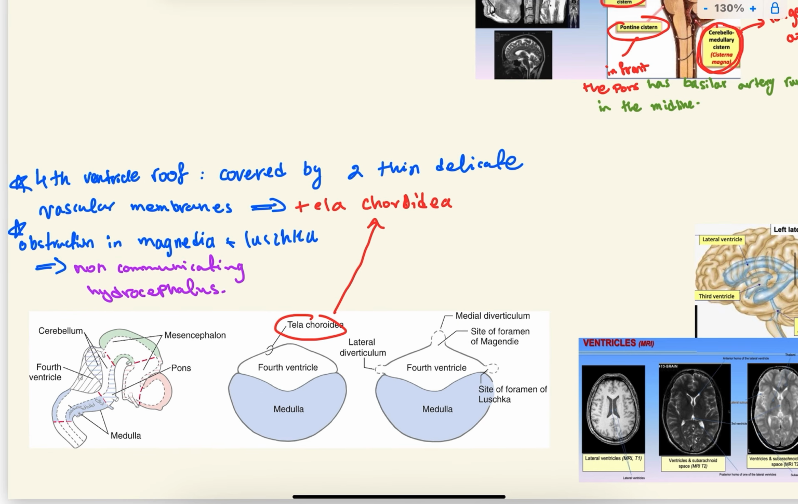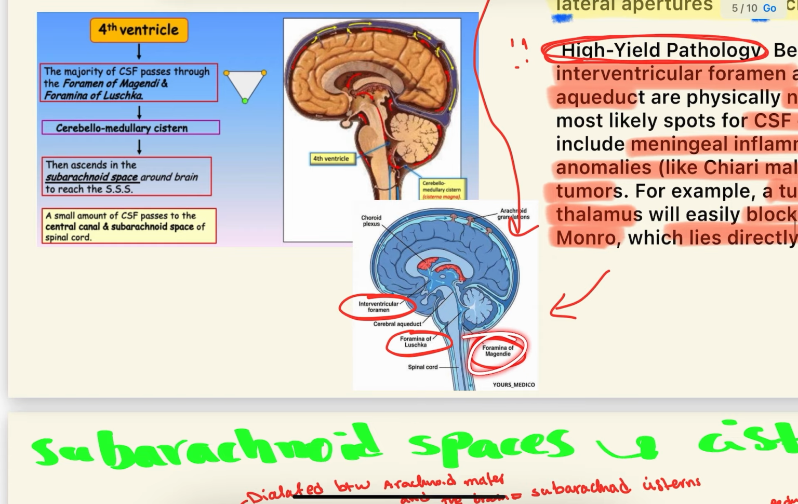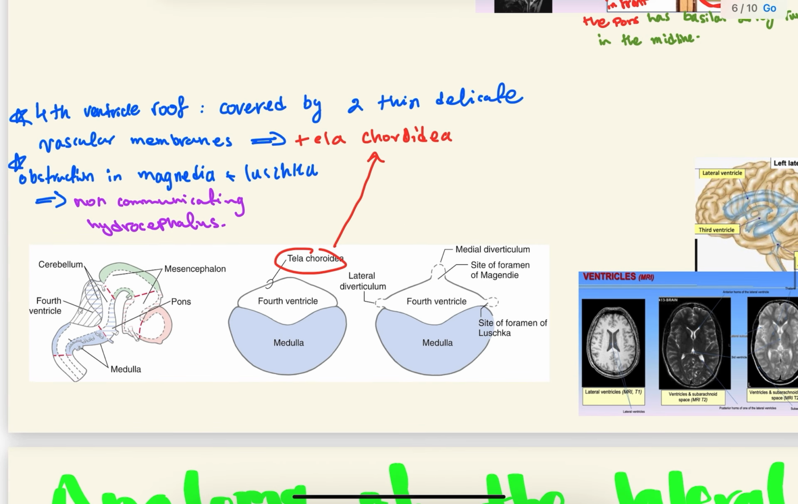Okay, the fourth ventricle has a roof, and this roof has two thin, delicate membranes. These are called the tela choroidea. Where? In the roof of the fourth ventricle. If I now have an obstruction in the foramina of Magendie and Luschka, the ones that I told you about, what will happen in this case? It will lead to something called non-communicating hydrocephalus. And we are going to discuss this later on. Okay?